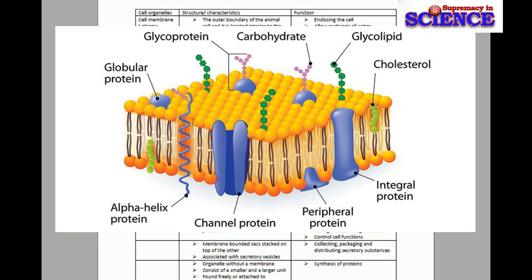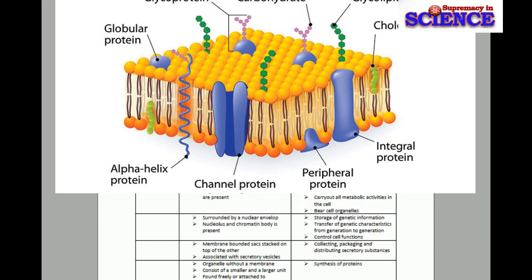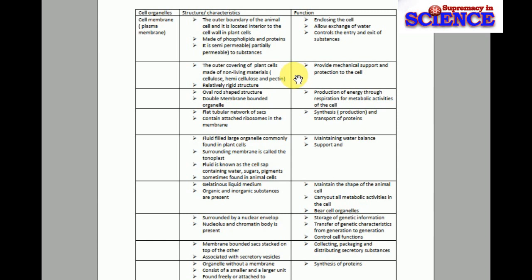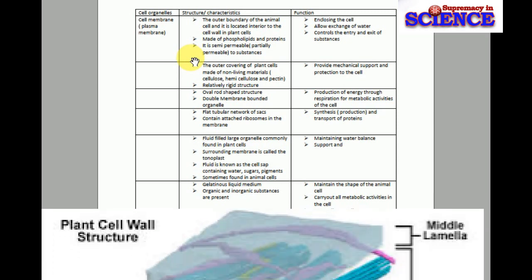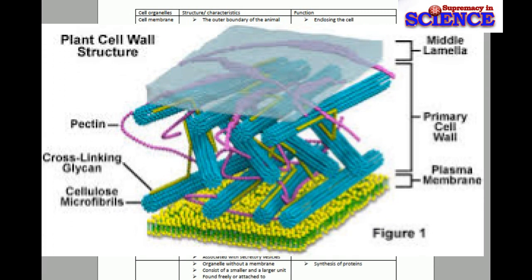Next, you can see the structure provides mechanical support and protection to the cell. That means it is a structure providing support, but we have to understand what the features of this are. Outer covering of plant cells. It is only found in plant cells. That means it is made of cellulose, hemicellulose and pectin, a relatively rigid structure. So this will be the cell wall, right? It's a cell wall. So next one, we can go to the next one.